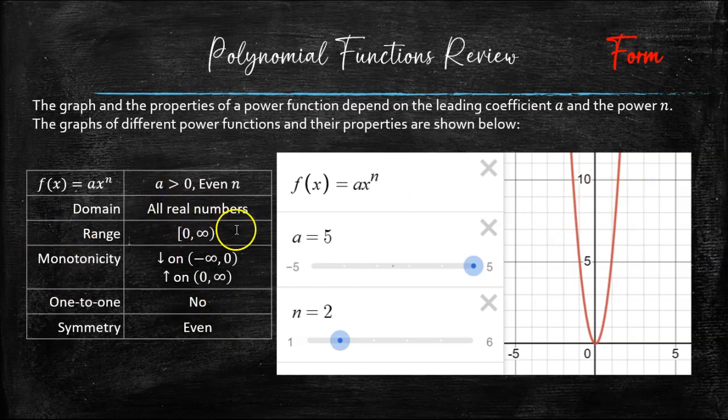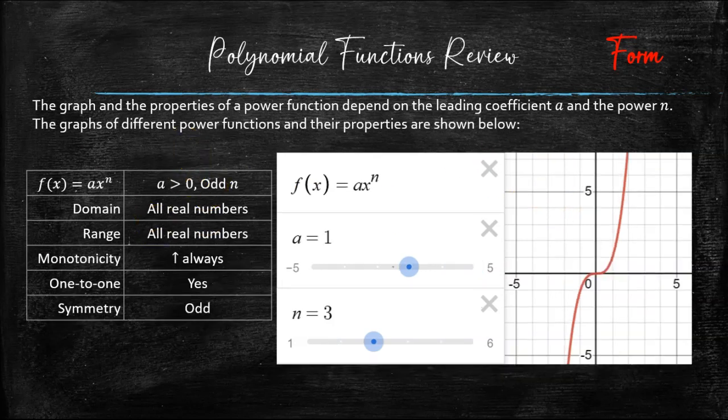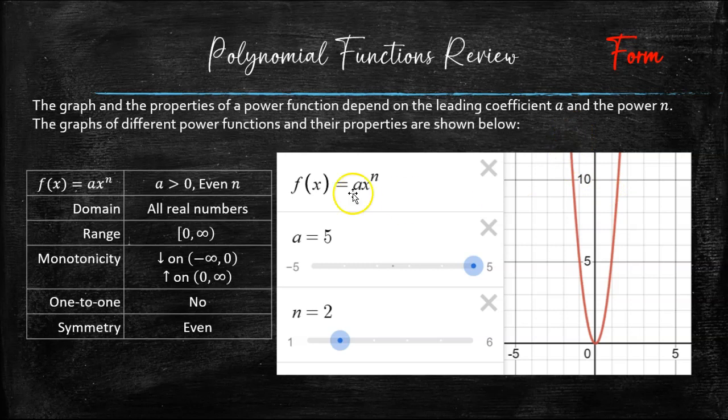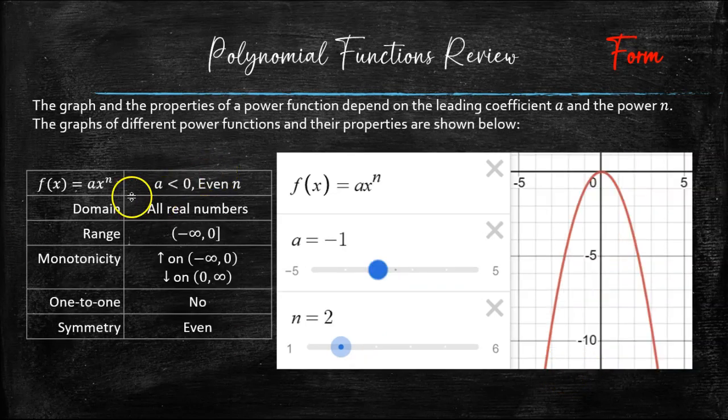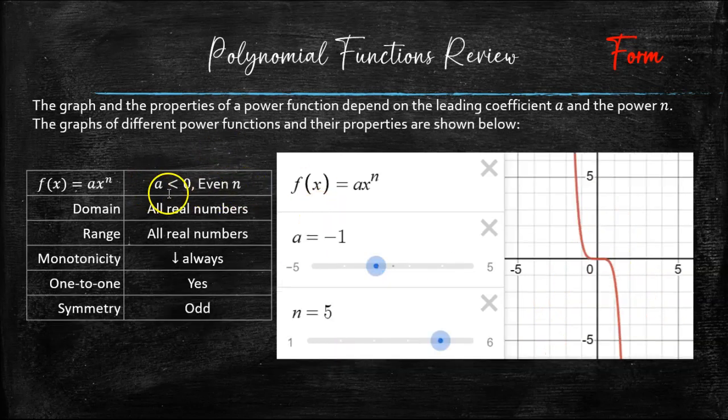Here on the left, you can see all of the properties of this particular example. An important one here is to remember that when n is even and a is positive, both ends are opening up. When n is odd and a is positive, the right side goes up, the left side goes down. When n is even and a is negative, both ends go down. And when n is odd and a is negative, the right side goes down, the left side goes up.